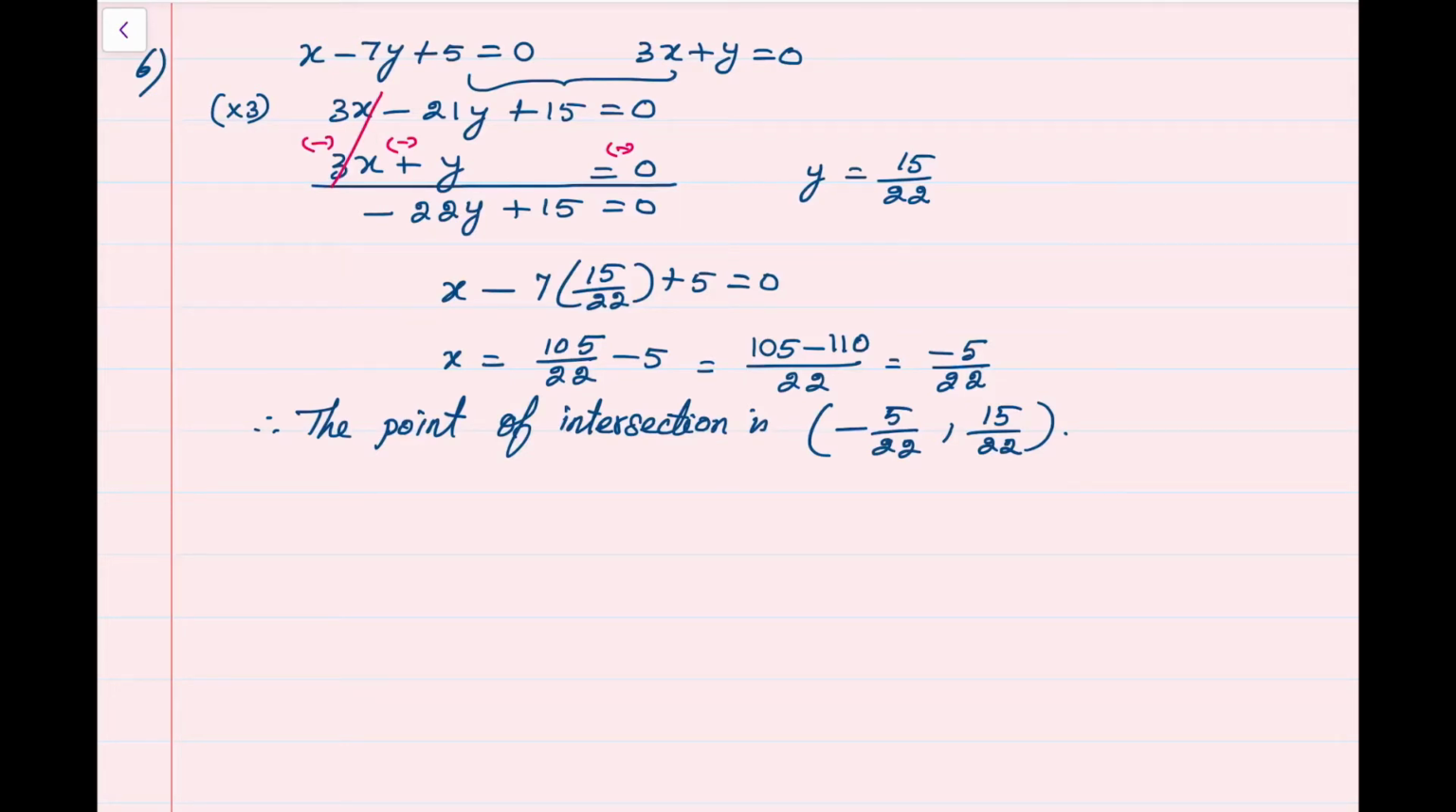If a line is parallel to y-axis, the equation will be of the form x is equal to a, where a will be the x coordinate of this point. Therefore, the required equation is x is equal to minus 5 divided by 22.